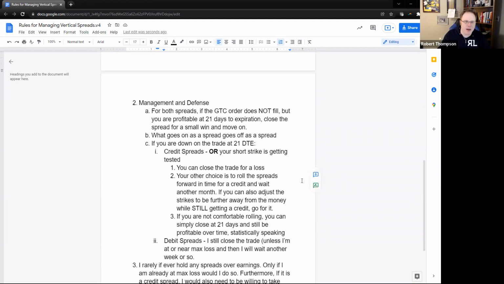All right, a couple of outcomes here. Step one, for both spreads, if the GTC order does not fill, but you are profitable at 21 days to expiration, close the spread for a small win and move on. It doesn't matter if you have a credit spread or a debit spread. If you get to 21 days to expiration, you're out if you're up.